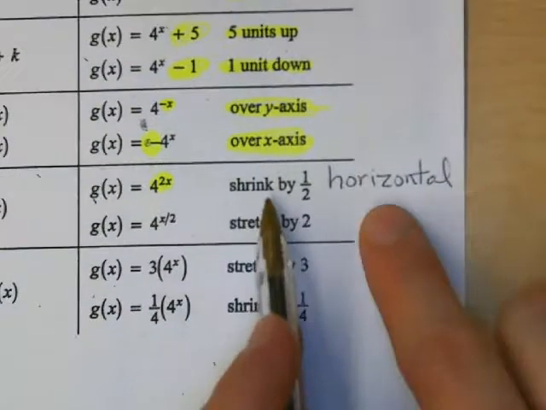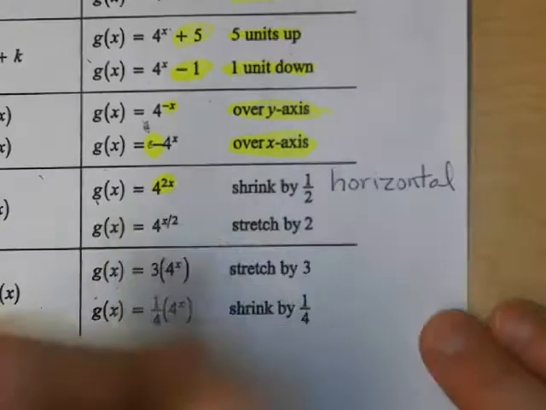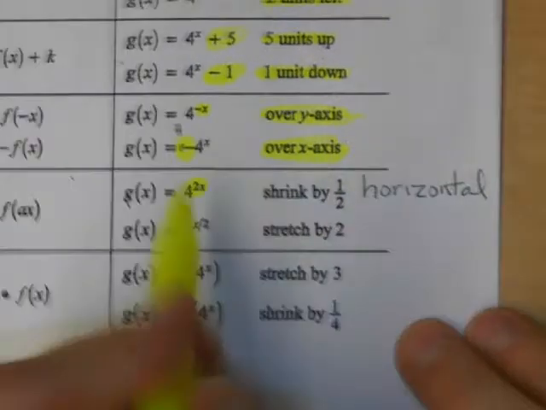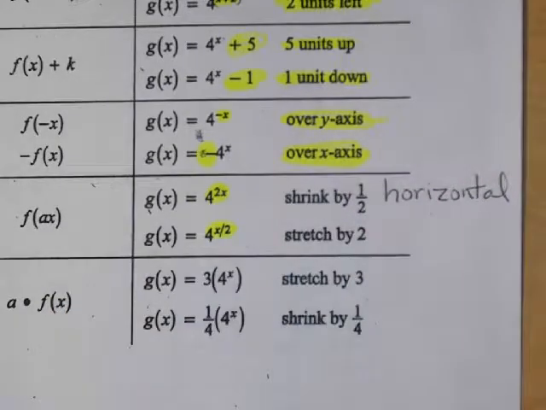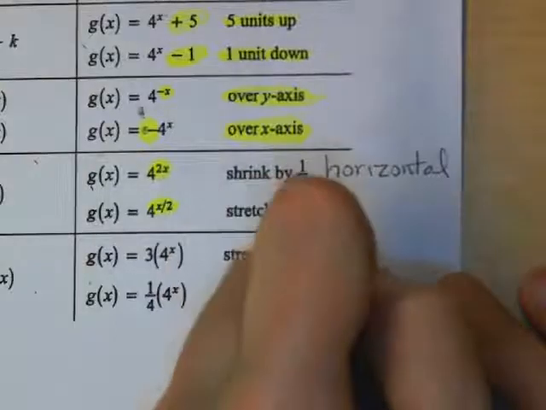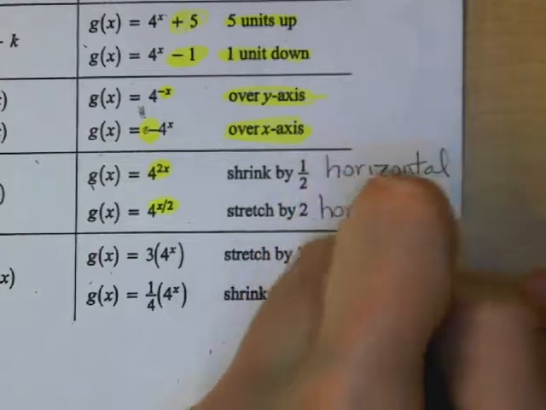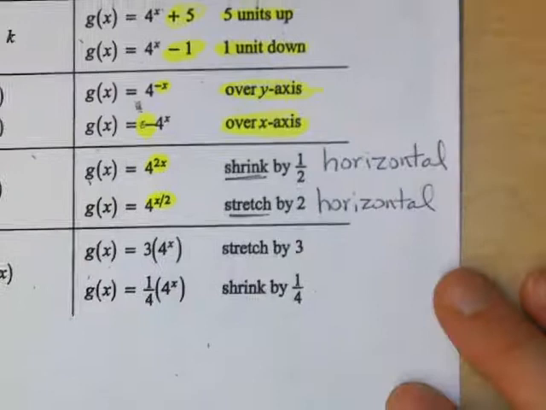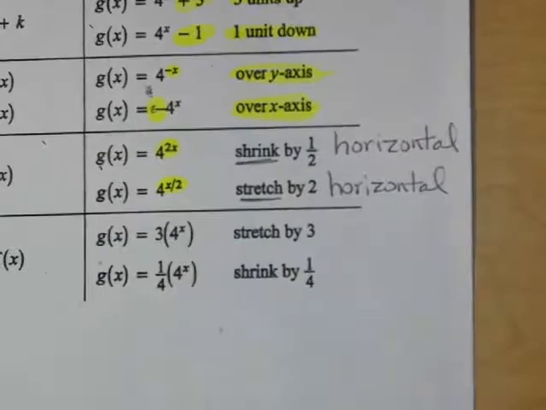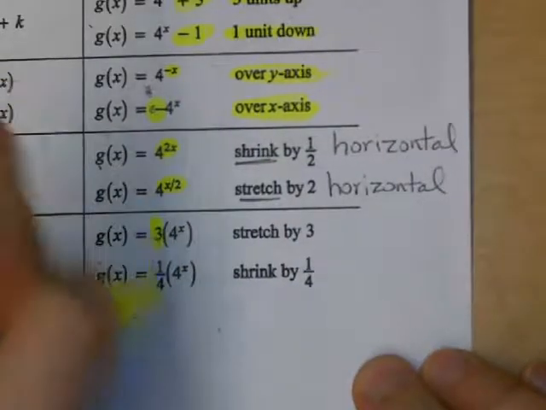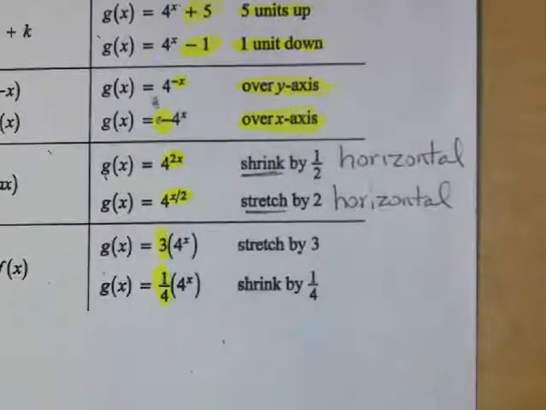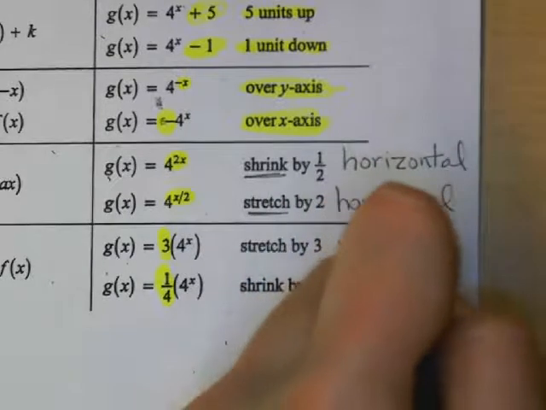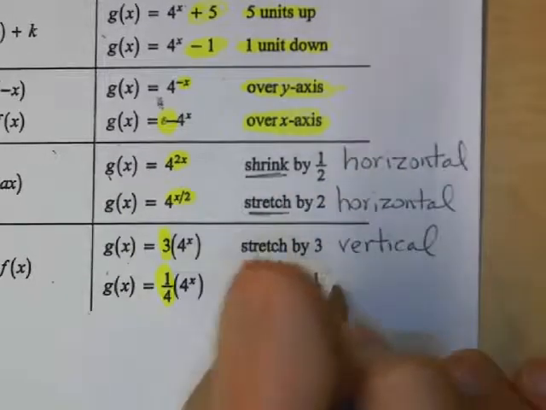Shrink by a half horizontally, or stretch, or this one has 4 to the x divided by 2. They call that a horizontal stretch. See, stretch or shrink horizontally. And finally, the ones where they put a number in front, those are vertical stretches and shrinks. Vertical stretch or vertical shrink.